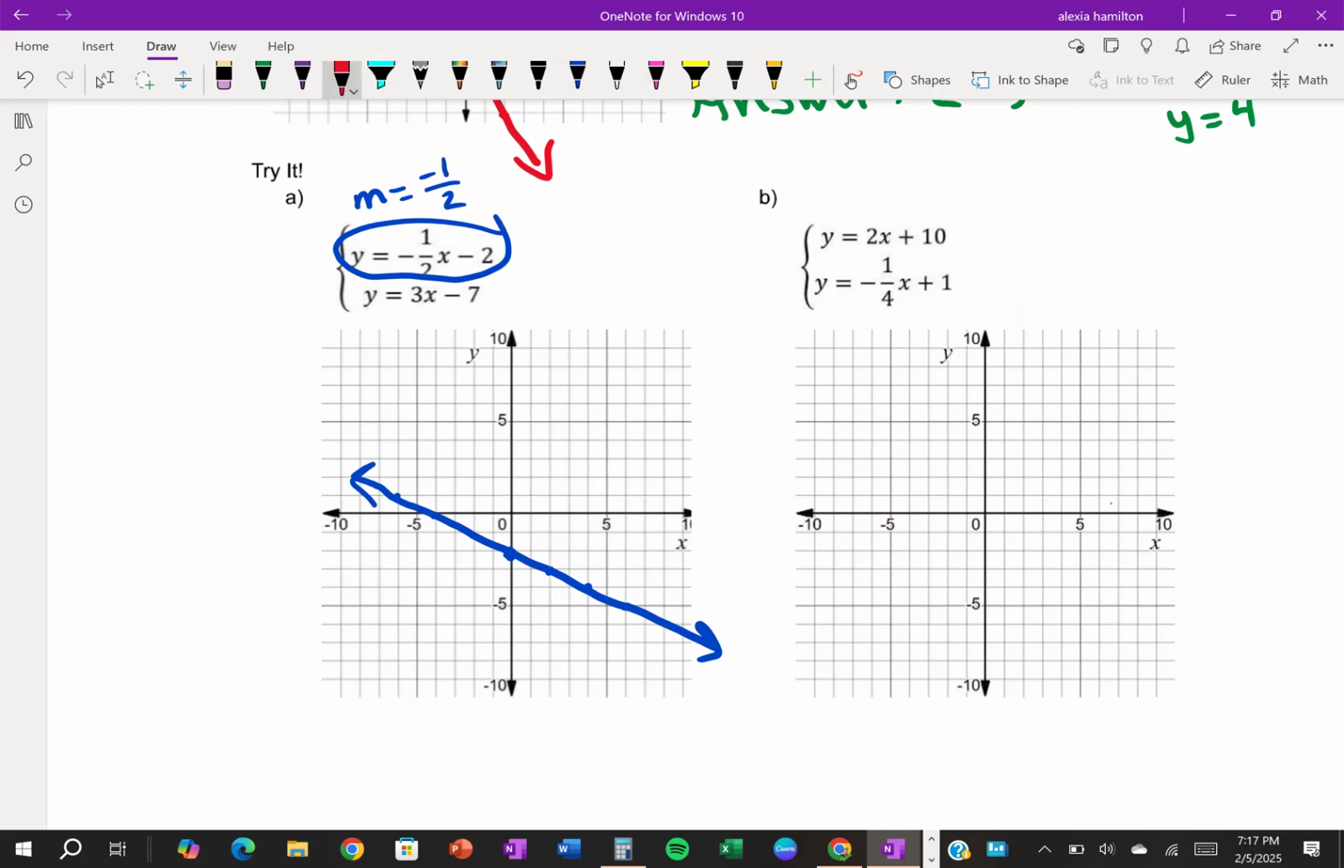In the first equation, we have 3x minus 7, so the y-intercept is -7. Then we're going to go up 3 and right 1, 1, 2, 3, right 1.